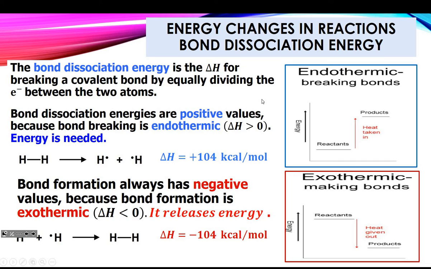This one is hydrogen bond breaking. You'll see that it actually took more energy to break per mole than the chlorine did, because the chlorine was only 58, but the hydrogen is 104. Now, if you think about it, hydrogen is closer to the nucleus, so that's where our increased energy comes from.